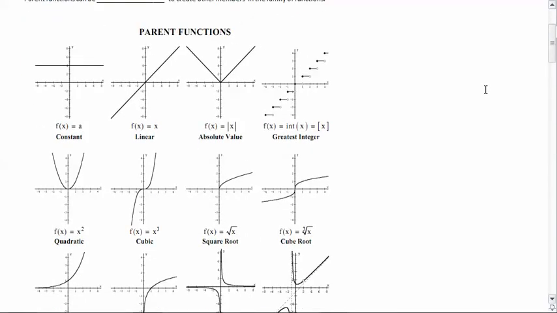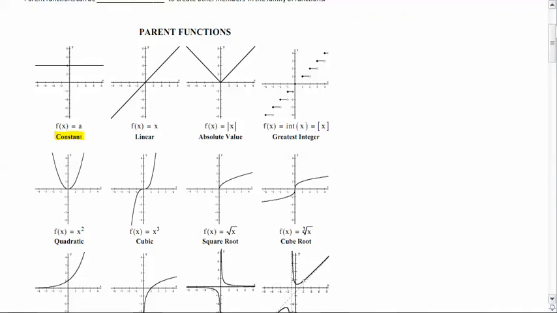Here are some parent functions. So we see we have constant functions. That just means f of x equals a, so you plug in any x. So we plug in -8, 6, -4, -2. We get the same value. So for this example, we have 4. So that just means our f of x is just a number. So we plug in any x, we get a number.